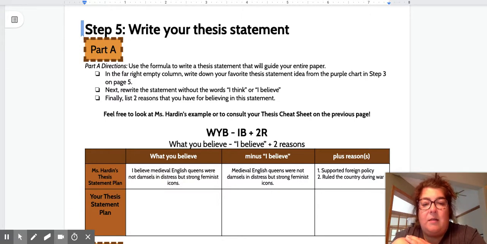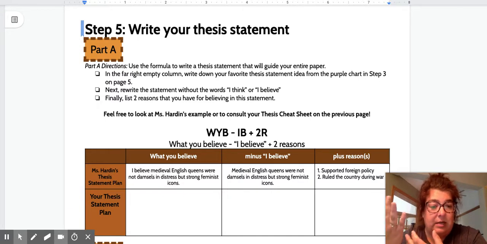Okay? So in my next box, I have the same phrase just without "I believe." Medieval English queens were not damsels in distress, but strong feminist icons. Then, since a thesis is what I believe plus reasons, I have my reasons. According to my research, one of the reasons this was true was because they supported foreign policy by being diplomats and that they ruled the country during times of crisis or war.